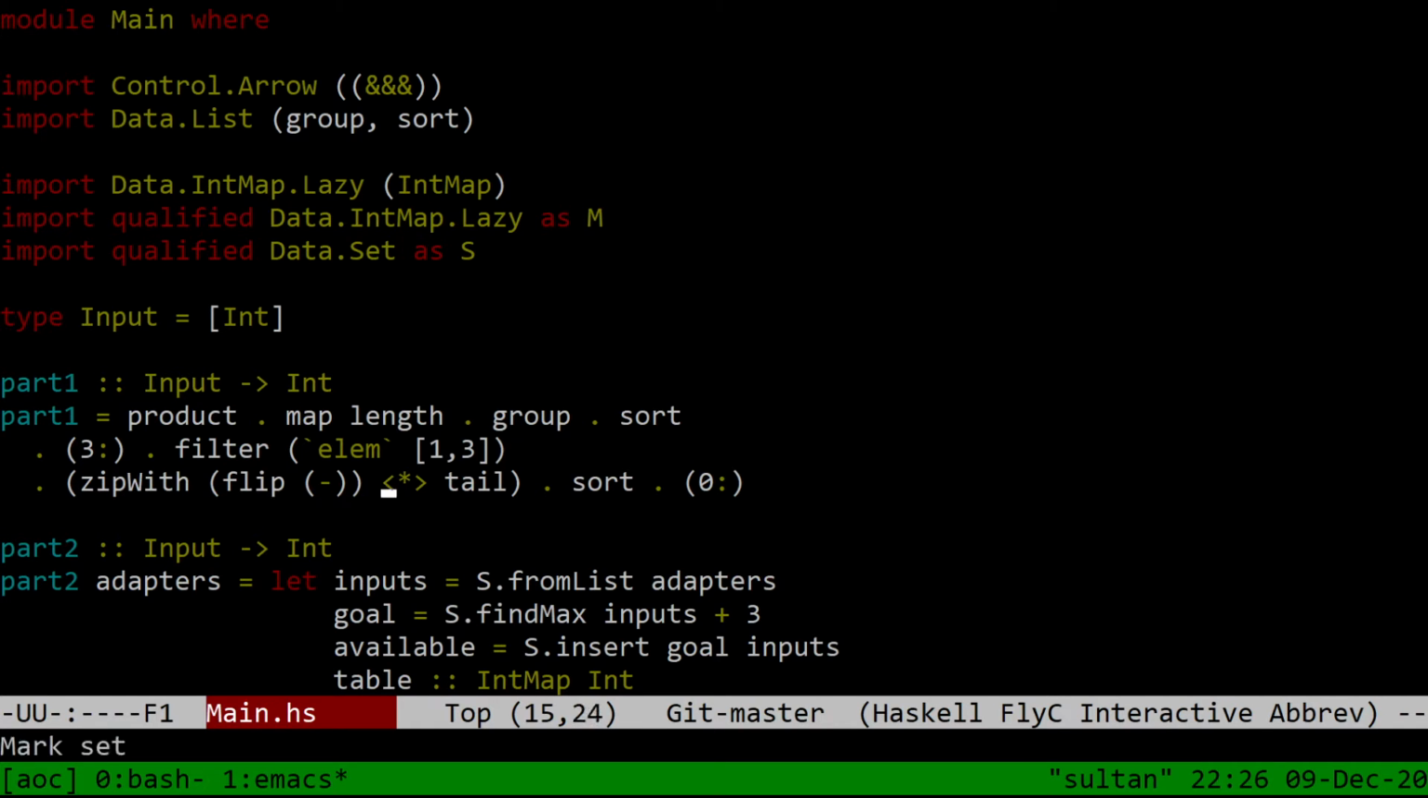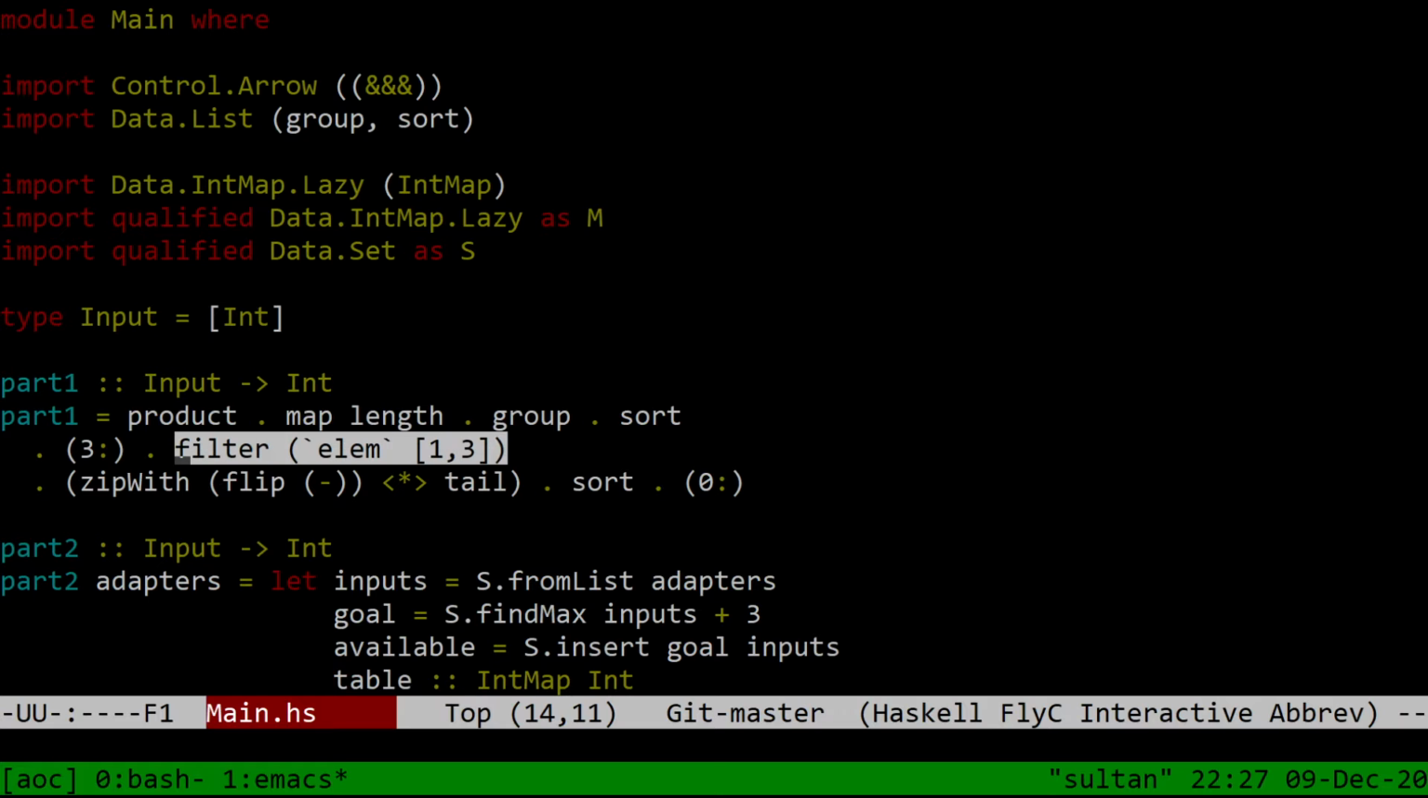this, using the applicative instance for functions, gives you back a function that takes a list, calls this on that list, and also calls this on that list, and then calls the function it got here on the value it got here. So we're zipping the list with its tail using a flipped subtraction operator. That gets us the pairwise differences.